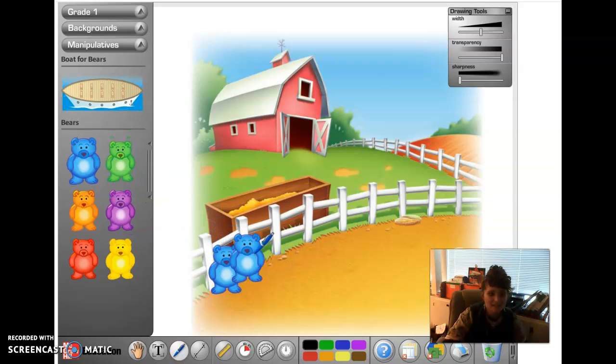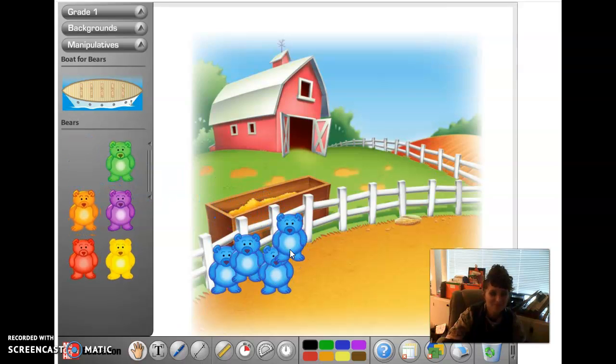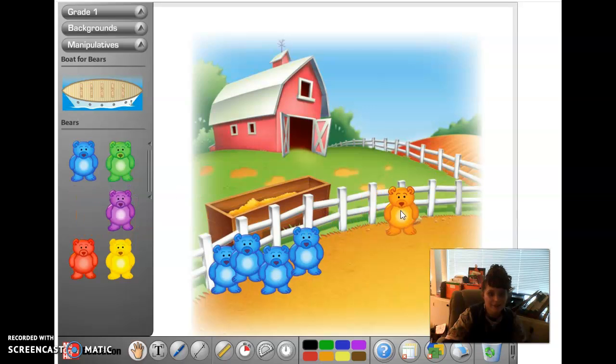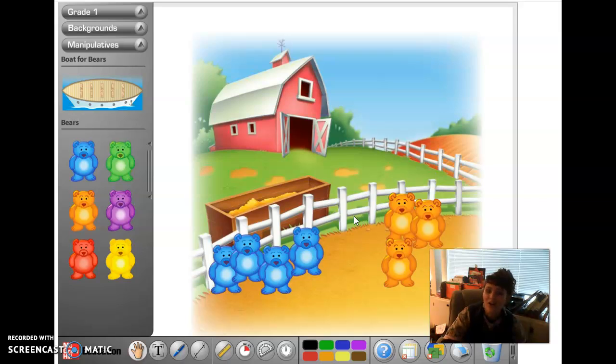All right, let's see. I have 4 blue bears, and they are joined by 3 more bears. How many total bears are on the farm? Okay. So if you need to pause me so that you can count them all, then you can pause the video. Make sure that you have something to write on and something to write with so you can write the total amount.